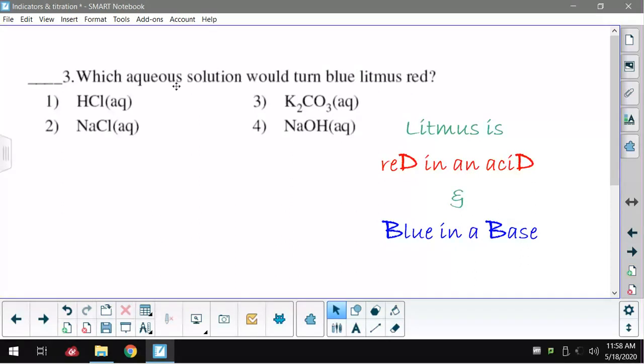So anyway, which solution would turn blue litmus red? That means it's got to be an acid. So we're looking for an acid. Table K and table L are the acids and bases. The only acid here is HCl, hydrochloric acid. Sodium chloride is not, that's a salt. Potassium carbonate, that is a salt. And sodium hydroxide, that is a base. You know it's a base because it has the OH at the end. This has the H at the beginning, so it's an acid.